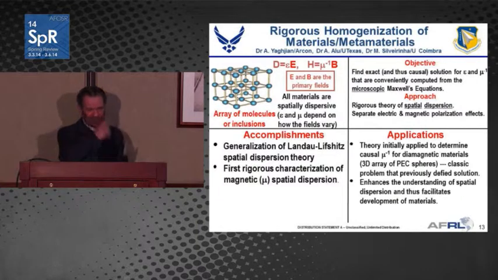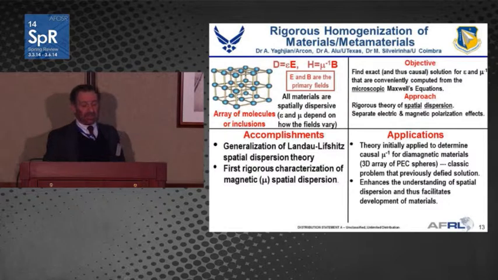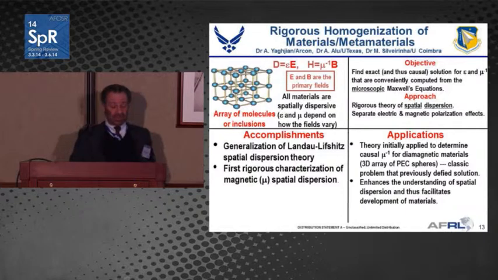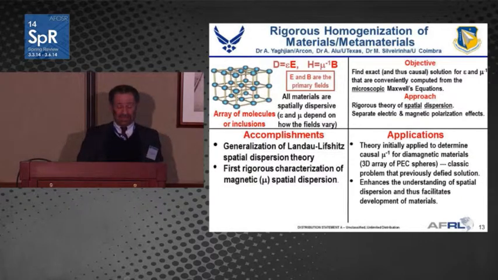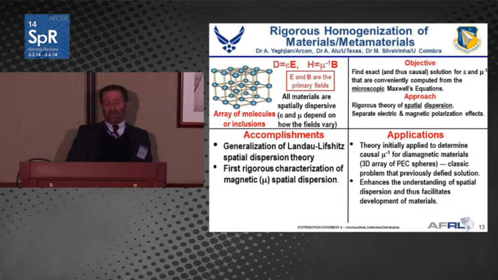Now here's what I have: work by Art Nachman, Andrea Alù, and Dr. Silverinha, who's in Coimbra, which is in Portugal. Rigorous homogenization of materials and metamaterials. Those three were looking at basically what you see there, an array of inclusions, little metallic spheres, for example. And although it's true that all materials are spatially dispersive, unless your frequencies are really, really high, ultraviolet or even higher, in general, things like air are continua.